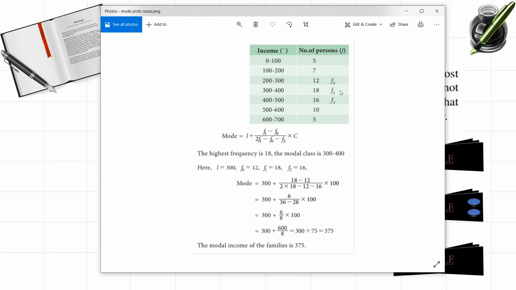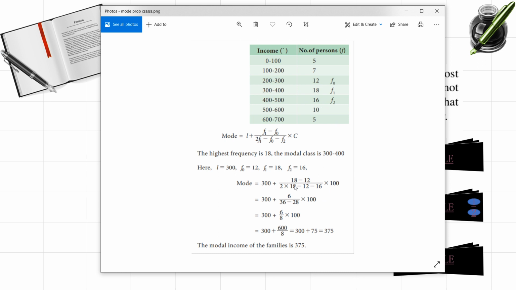And here this 18 is F1. As we already know the notations, F1 denotes the frequency of the modal class and F0 denotes the frequency of the class preceding the modal class. Preceding the modal class, the frequency value is 12, which is F0. Next, succeeding, we have F2, which is 16. And the lower limit of this modal class is 300 and the class size is 100. All the values are there with you.